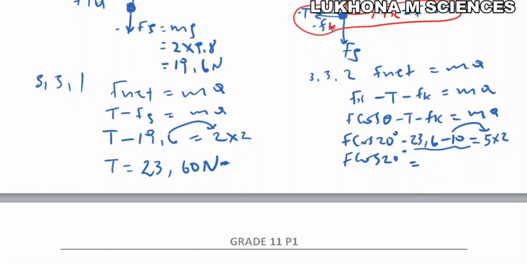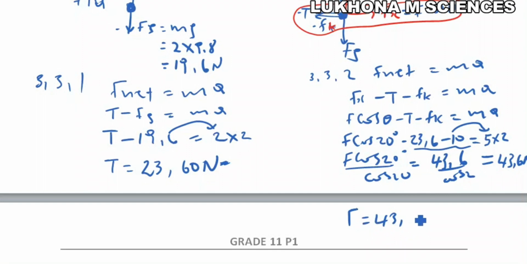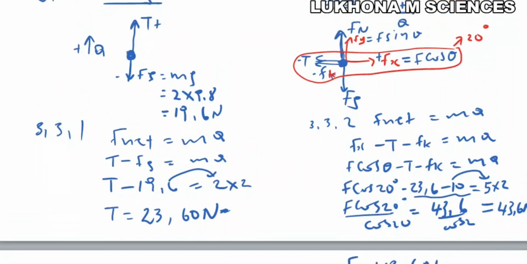Let's press the calculator. So we have 43.6, then we divide by cos 20, then we get F. F is equal to 43.6 newtons. That is F.